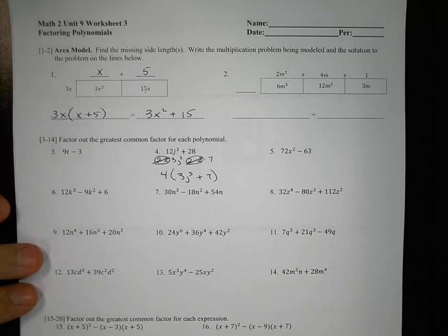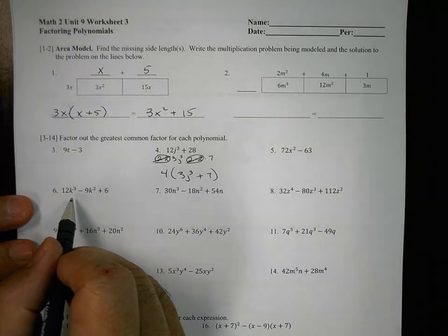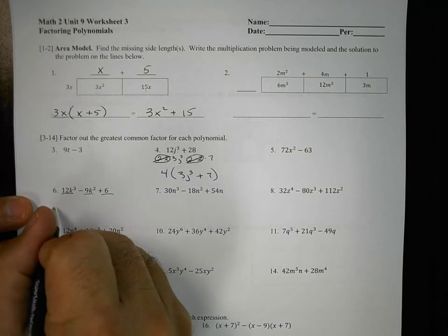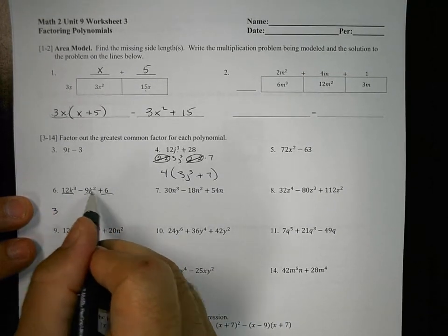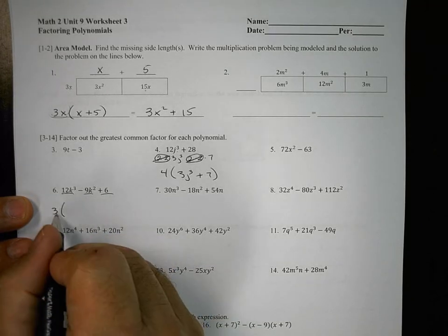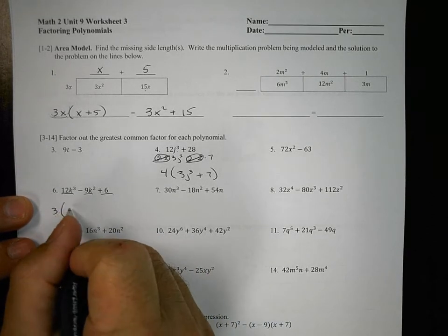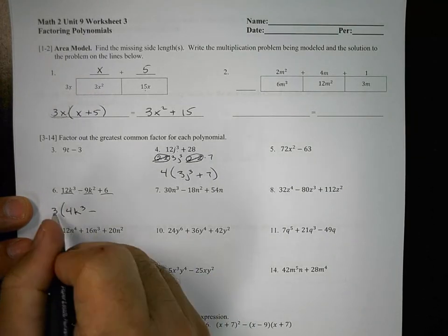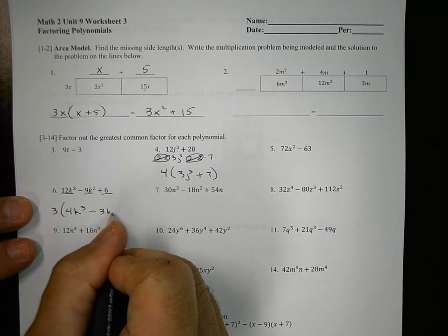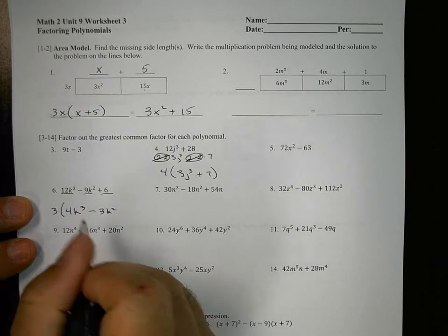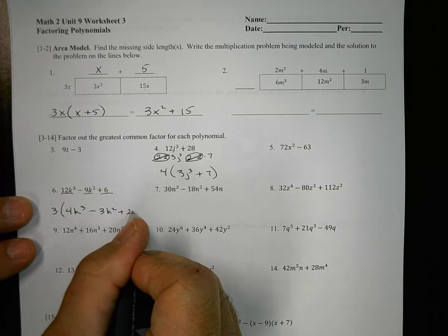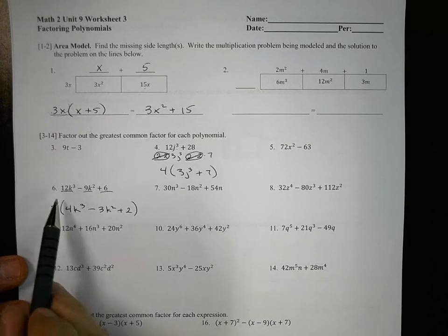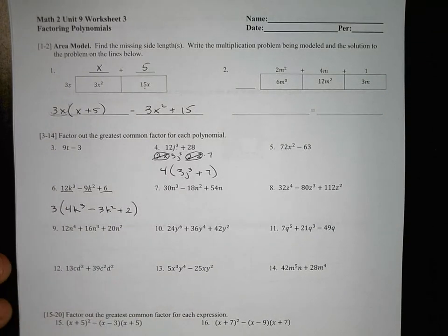Let's jump over here to number 6. All right, well, let's see. What do they all have to give up? Looks like they all have at least a 3 to give up, and only a 3. So 3 times what would be 12k to the third? Well, 3 times 4k to the third. Minus sign comes down. 3 times 3k squared equals 9k squared. And 3 times 2 is 6. So I kind of like to work backwards. Once I figure out what my greatest common factor is, I work backwards to find out what's left over.